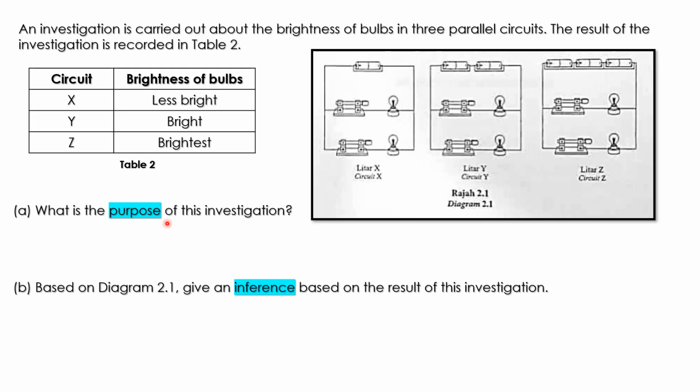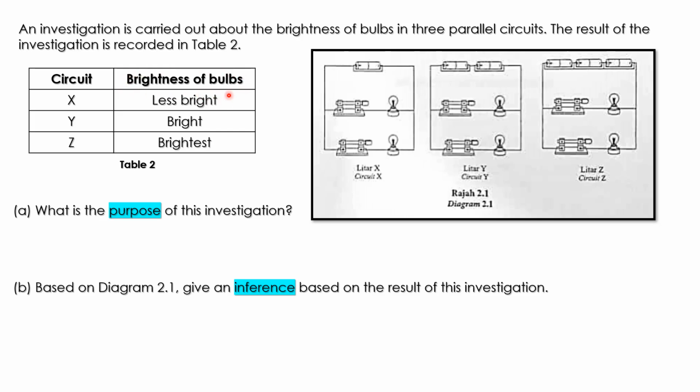Now, purpose means aim. And in science, we have a very specific way of writing down the answer for aim, which is to investigate the relationship between the manipulated variable and the responding variable. That is the format of how to answer aim. So most importantly, what you need to know is what is the manipulated variable and what's the responding variable. The manipulated variable is what's changing, so that's the number of dry cells. The responding variable is what we are observing, which is the brightness of the bulbs.